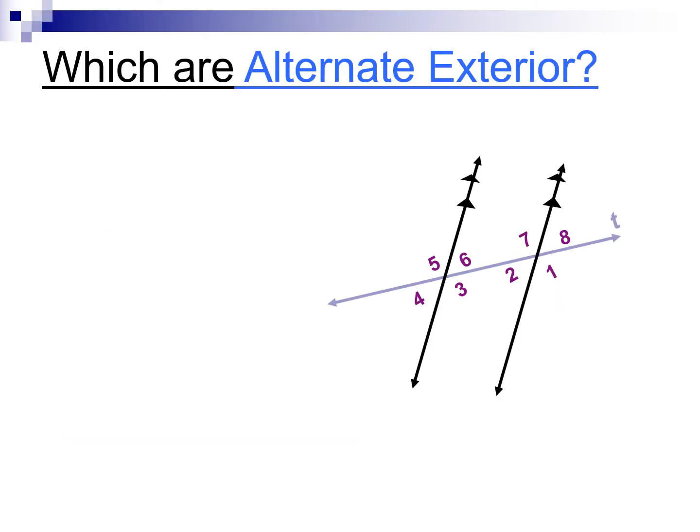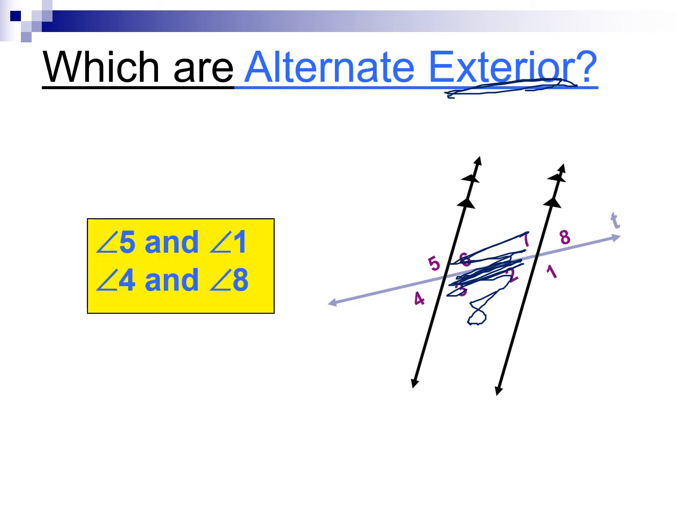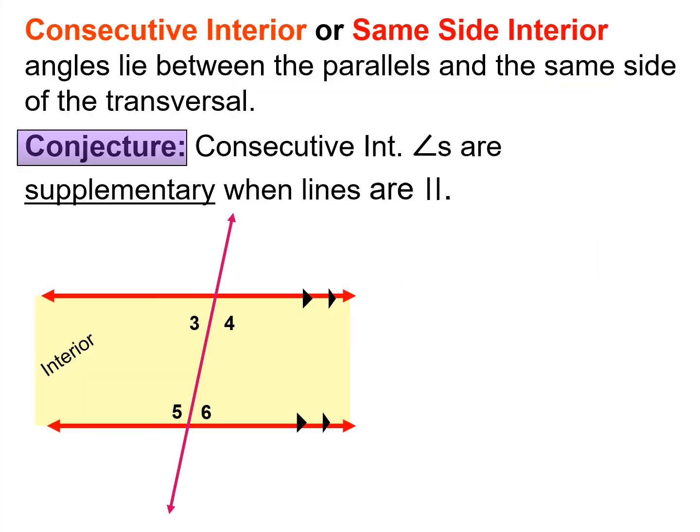What are alternate exterior here? Here's the interior. We don't want them, or sorry, alternate exterior. We don't want the interior. We want the exterior. So 5 is exterior, alternate exterior to 1 and 6. What is that? 4 and 8 are alternate exterior as well.